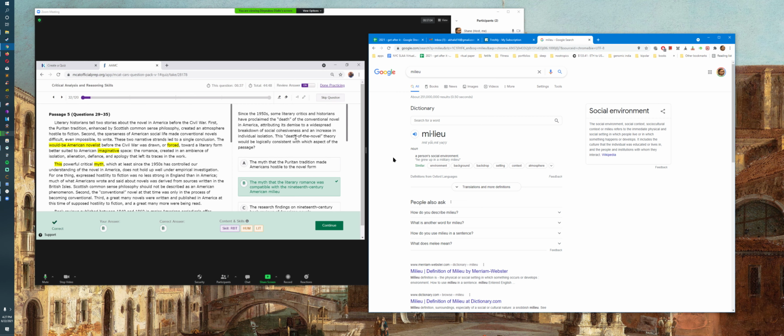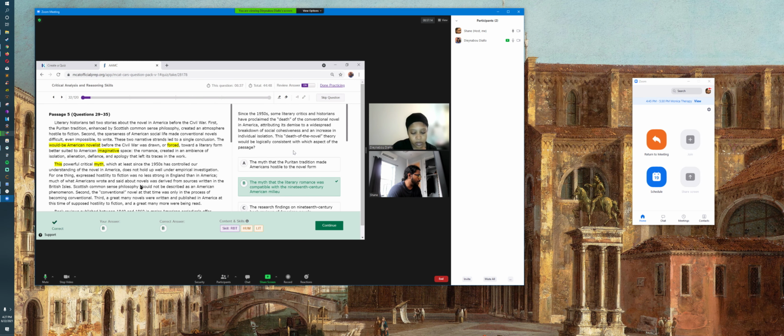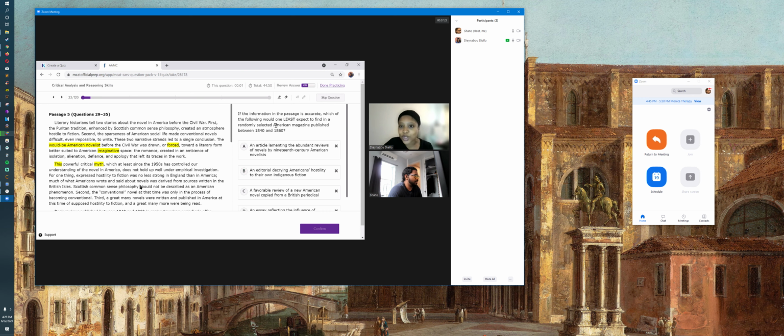It's literally social environment, by the way. Other synonyms: environment, background, backdrop, setting, context, atmosphere. So again, if you don't know any of these words, let me know, okay? Okay. So for this one, let me see if I can work through it, I guess.